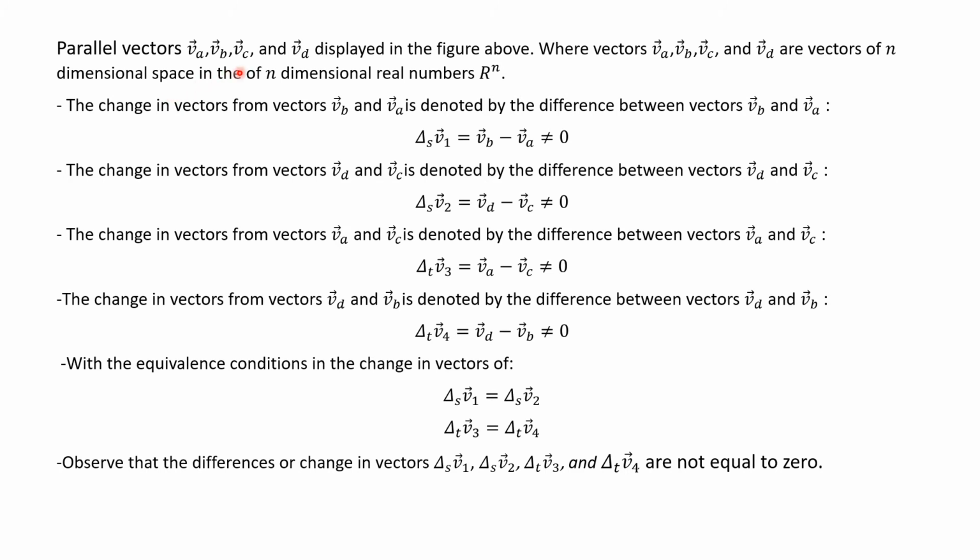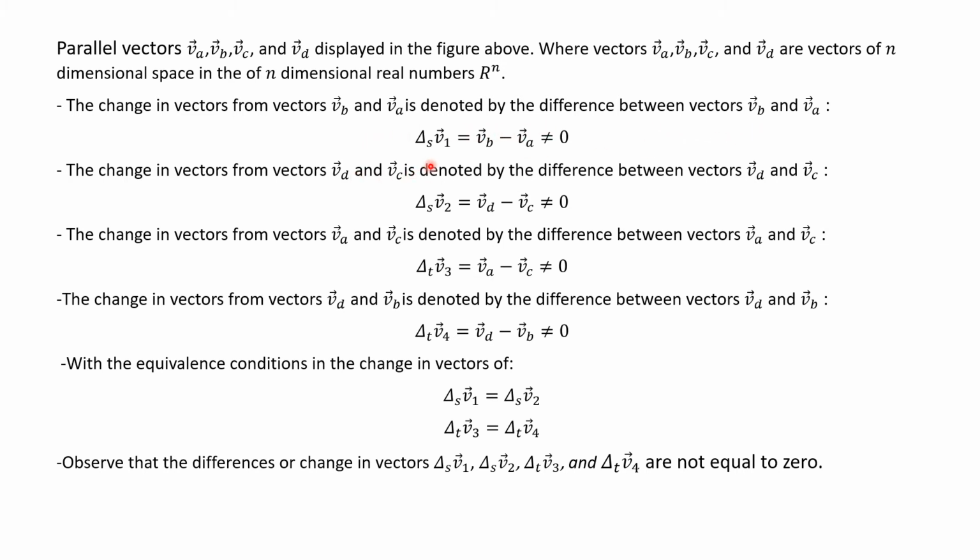Parallel vectors here, these are all parallel vectors in four space displayed in the figure above, which was the previous one, where these vectors here are vectors of n-dimensional space in our real numbers. So for us, the n-dimensional is 4. N is 4. So four real numbers are 4 numbers, which is the Minkowski coordinates, a temporal coordinate plus x, y, z. The change in the vectors from VA to VB to VA, as shown in the illustration, is denoted by the difference between the vectors.